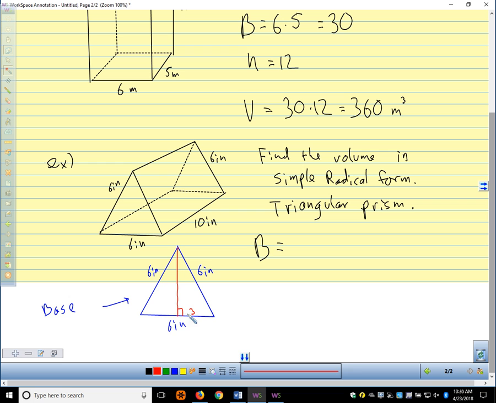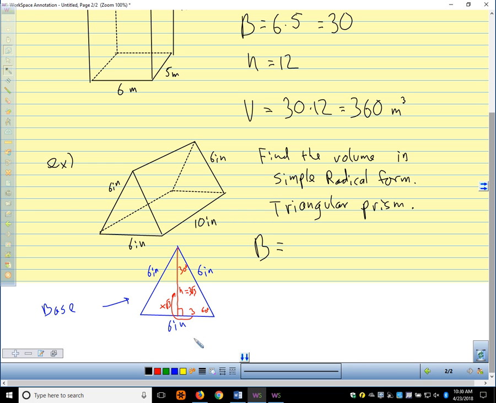We need to go from the short side to the long side of this 30, 60, 90 triangle. This is 30 degrees and 60 degrees. So to go from the short side to the long side, what do we do? Multiply by square root of 3. So the height of the base is 3 square root 3.